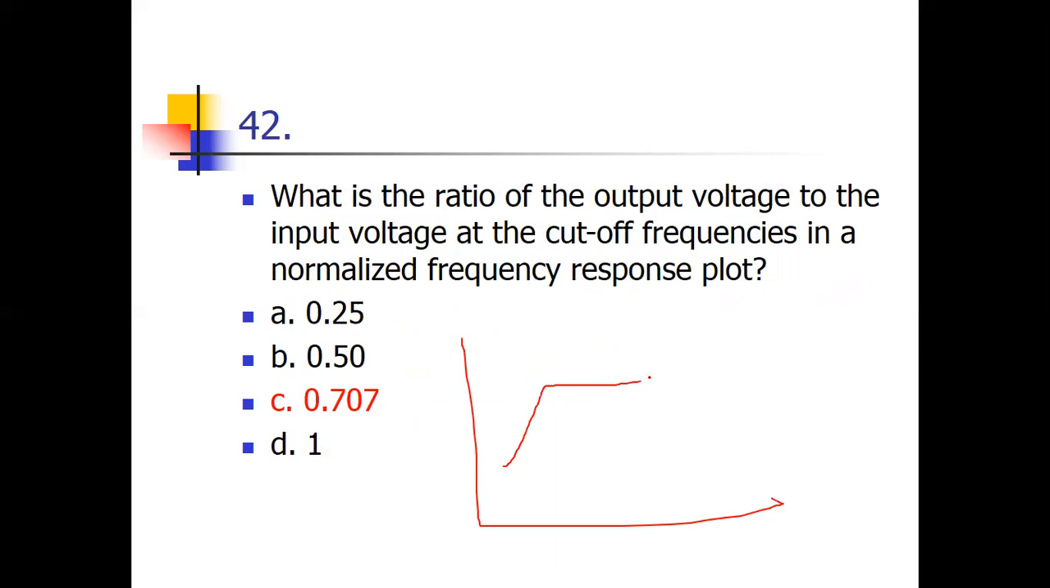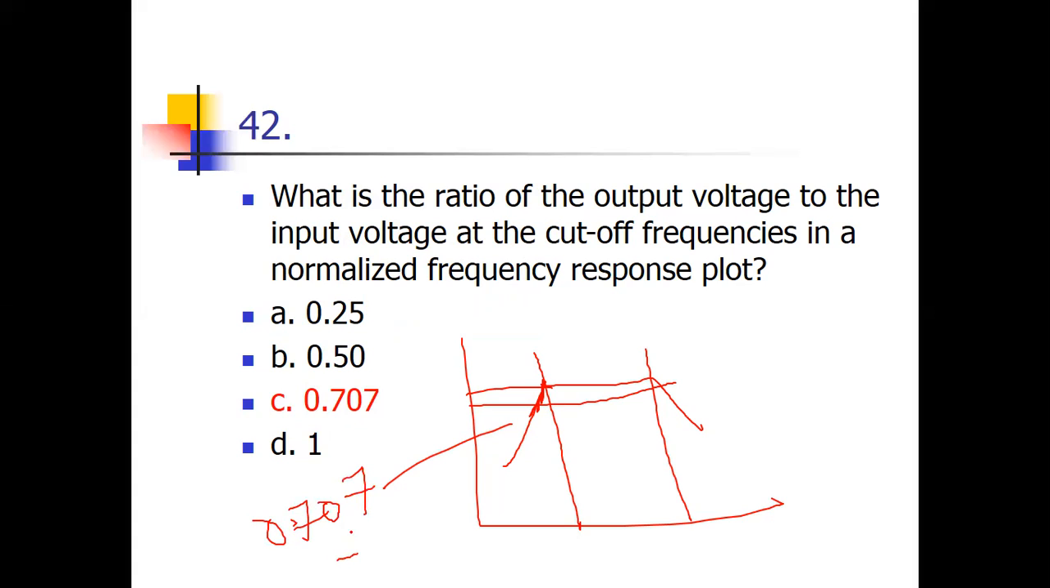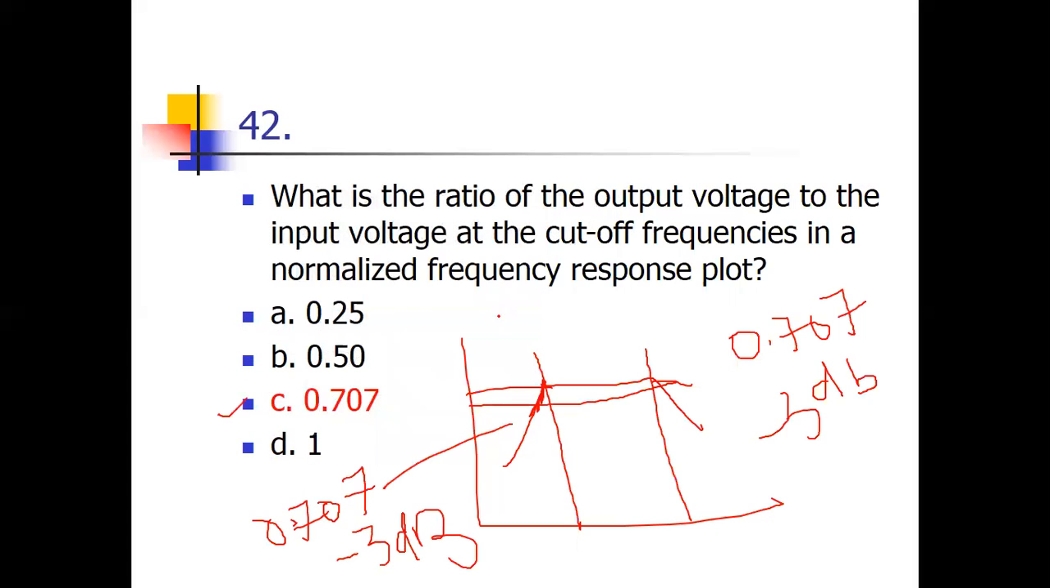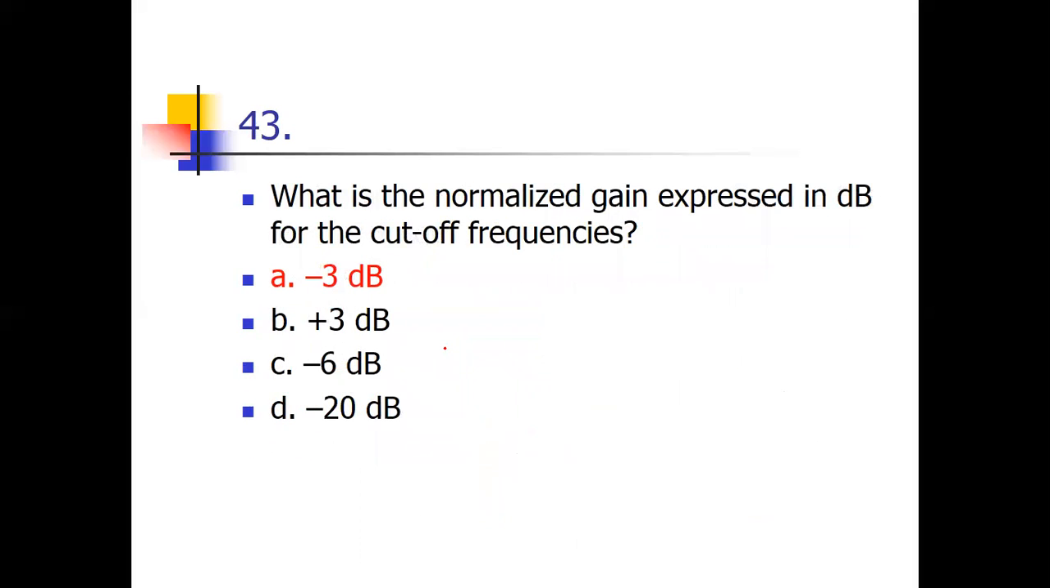What is the ratio of output voltage to input voltage at cutoff frequency? Remember this if you have drawn any response in the practical also. This gap is always 0.707 in normal value. If you calculate it in dB, it is minus 3 dB always. Here also, either it is 0.707 or minus 3 dB. That is very easy. As I already explained, the normalized value is either 0.707 or minus 3 dB.